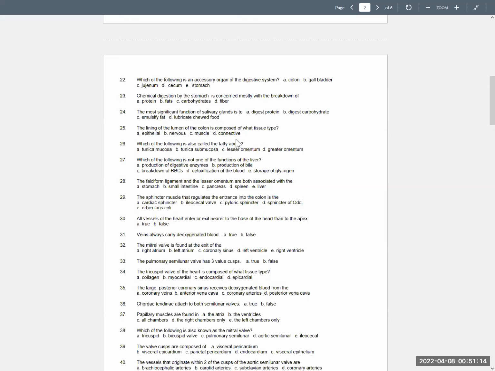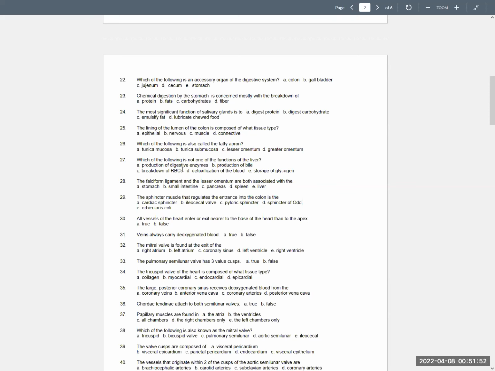The lining, number 25, of the lumen. No, I'm sorry. The lining of the lumen of the colon is composed of what tissue type? Epithelial. Say it again, please. Epithelial. Yes. The reason I asked this question is because I defined epithelial for you earlier in the class. Epithelium covers or lines. None of the rest of these do that.